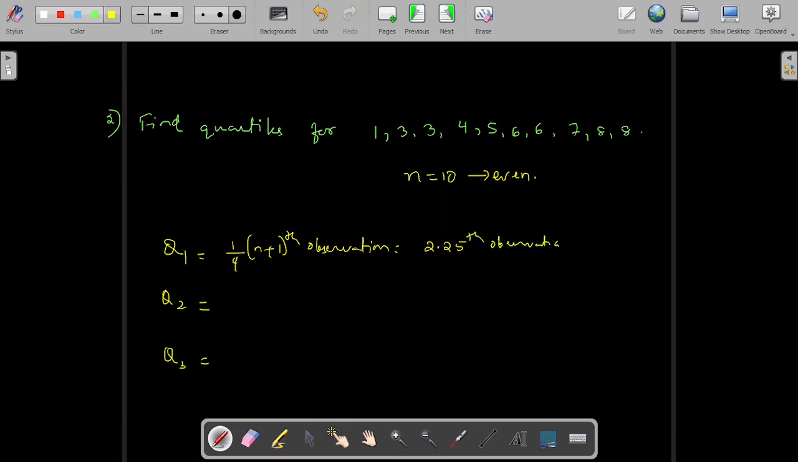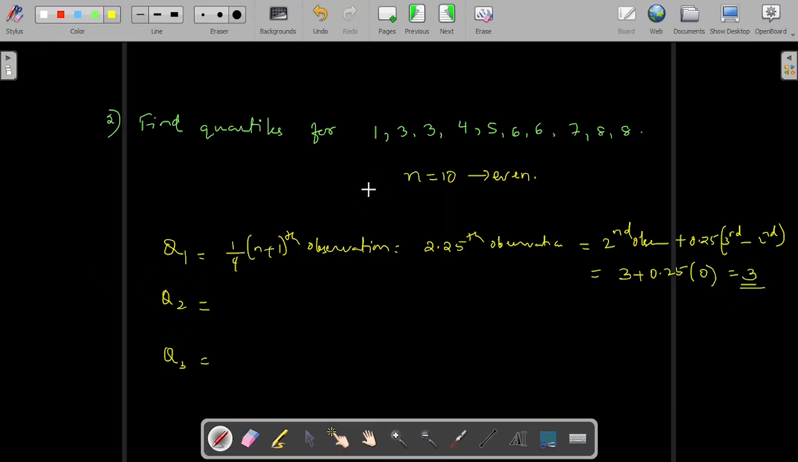So 2.25th observation is in between the second and third observation. How do we find the quartile? It is the second observation plus 0.25 into (third observation minus second observation). The second observation is 3, so 3 plus 0.25 into (3 minus 3). The third observation is 3, so 3 minus 3 is 0, which gives 3.